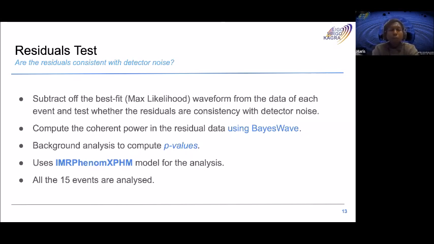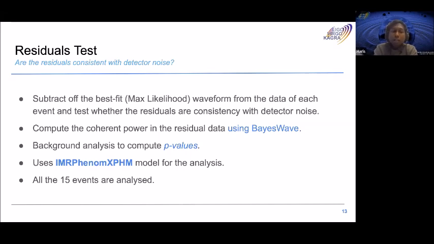We further perform a set of background analysis around each event to assess the significance of these computed coherent SNRs using p-values, which is the fraction of coherent residual SNRs for the background above the foreground SNR.